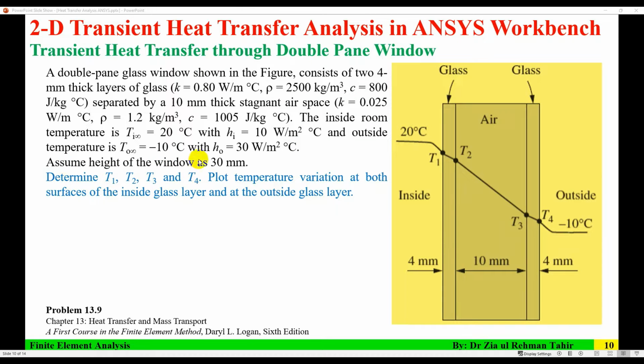And assume the height of the window as 30 millimeter, although that is unrealistic, but for 2D analysis that is assumed as 30. So determine temperatures T1, T2, T3, T4. T1 is on the inner glass on the inside, then T2 at the interface, T3 is at the interface between outer glass and air, and T4 on the outer surface of the glass.